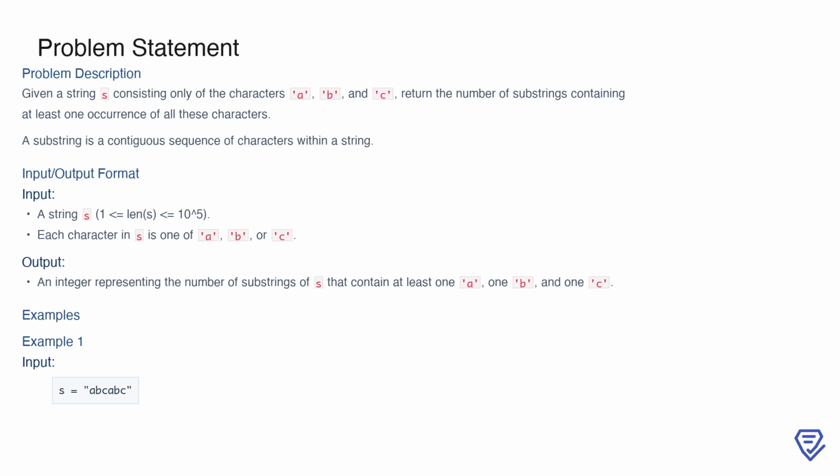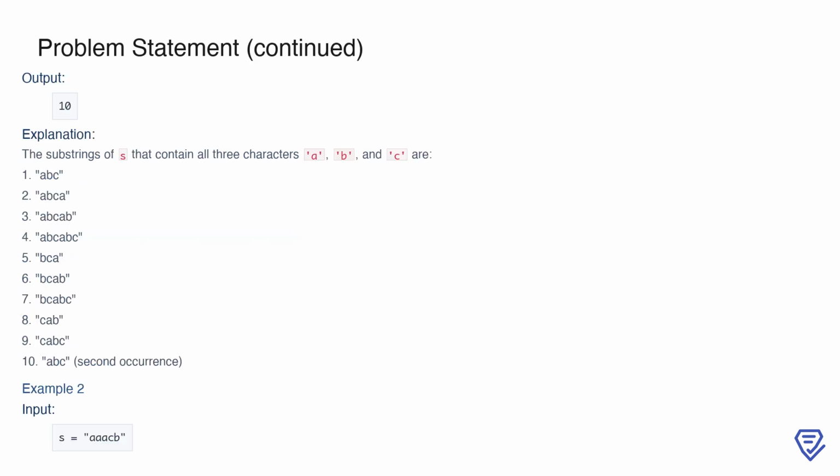For instance, consider the example where S is equal to ABCABC. The output for this case is 10 because there are exactly 10 substrings that contain at least one A, one B, and one C. These substrings are ABC, ABCA, ABCAB, ABCABC, BCA, BCAB, BCABC, CAB, CABC, and the second occurrence of ABC. Notice that some substrings are of varying lengths, and the same substring can appear multiple times in the count if it occurs in different positions within the string. This demonstrates that we need to account for all possible valid substrings, not just unique ones.